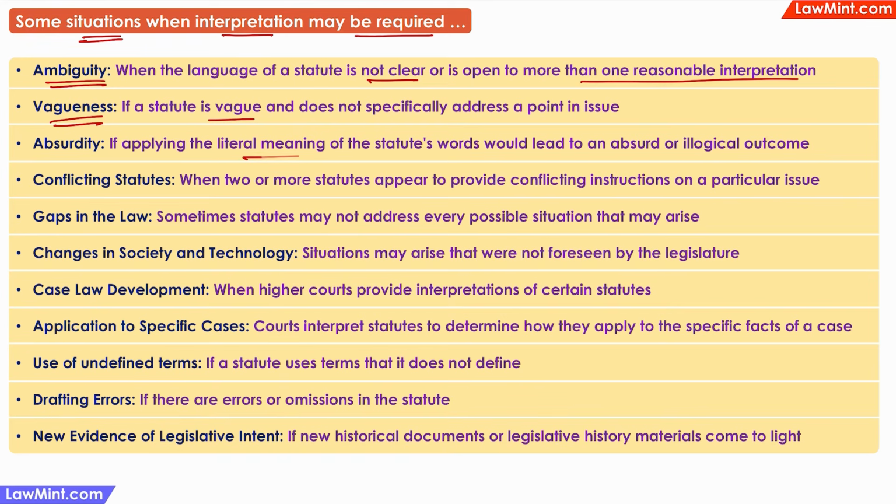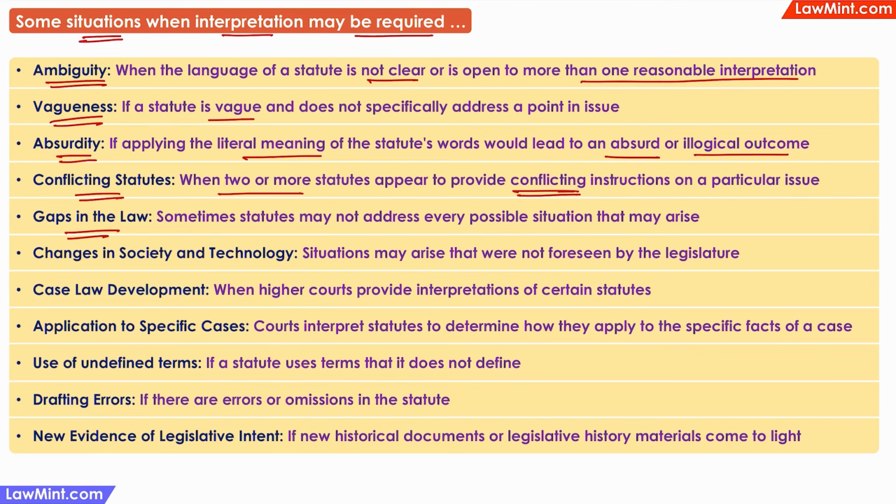If the literal meaning results in absurdity, that is, if applying the literal meaning of the statute's words would lead to an absurd or illogical outcome, then that is unlikely to be the legislature's intent. Or conflicting statutes, when two or more statutes appear to provide conflicting instructions on a particular issue, then interpretation is used to resolve such conflicts.